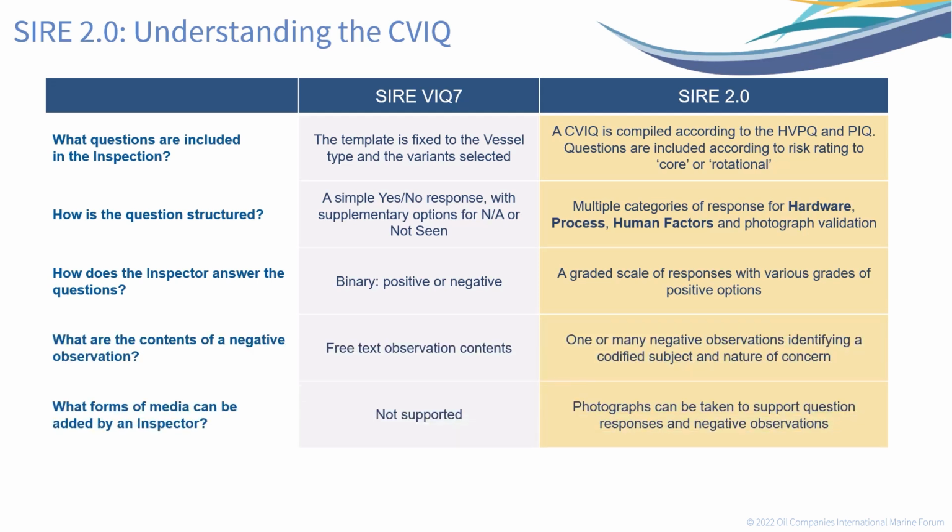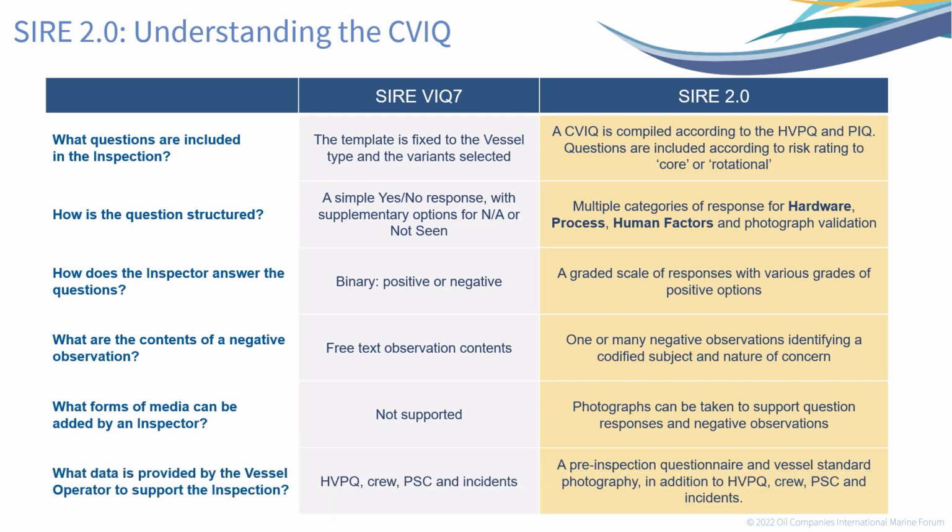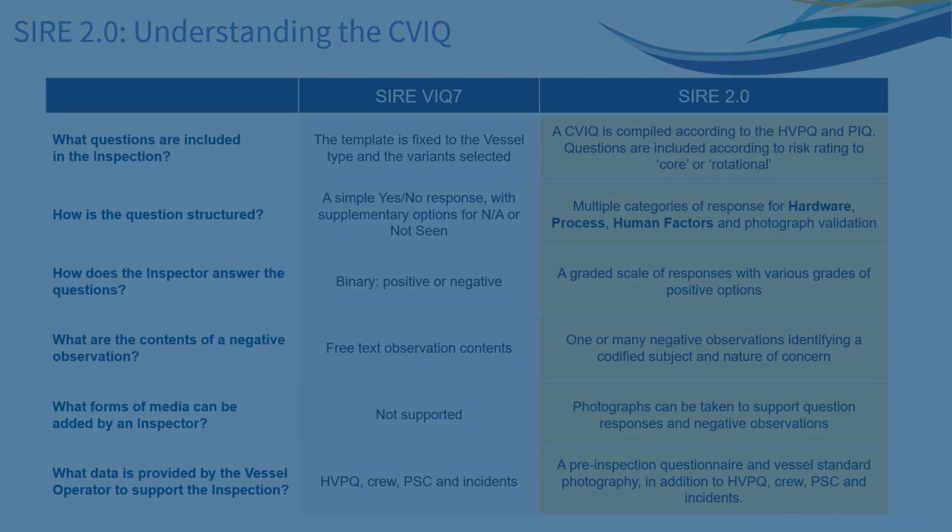Negative observations. Observations made under VIQ7 inspections are comprised of free text only, with no option for the inspector to provide media content. SIRE 2.0 observations identify a subject of concern and nature of concern, and have a photographic evidence function to support question responses. Data provided by vessel operator. In addition to the information provided in the HVPQ, the crew matrix, the PSC, and incident databases, SIRE 2.0 includes the standard set of vessel photographs and pre-populates inspection questions from PIQ information.